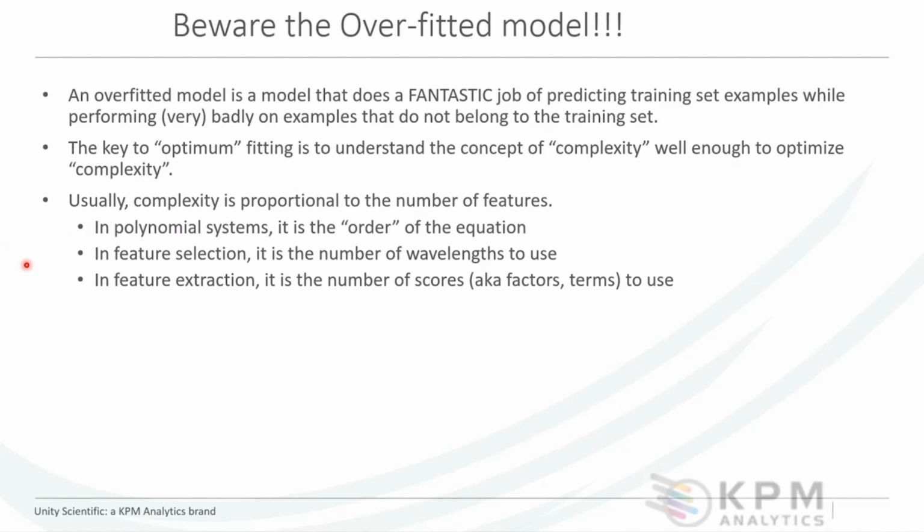If we're looking at polynomial math, it is generally the order of the equation. So the exponents. The exponents add complexity. If we are looking at feature selection, that was the first method we looked at. It is the number of wavelengths that we're selecting. So the complexity is proportional to the number of wavelengths we choose. If we're looking at feature extraction, it is the number of scores or factors or terms that we're pulling out. The more scores, the more eigenvectors that we are using to describe our samples and creating the eigenvalues for each sample, the more we use, the more complexity that we are adding to our system.